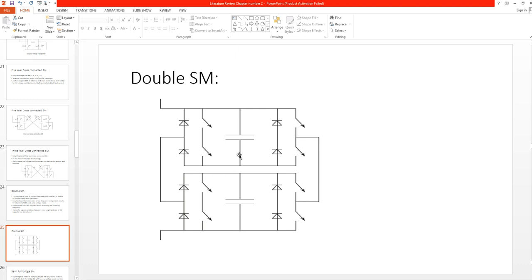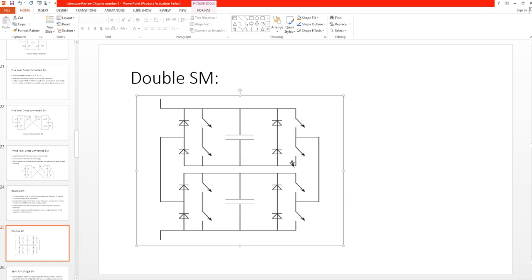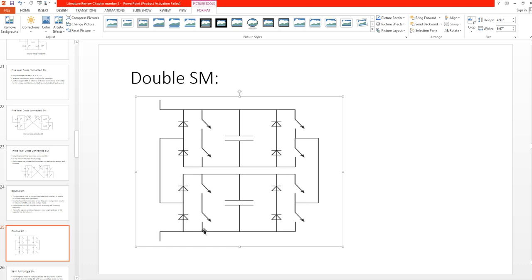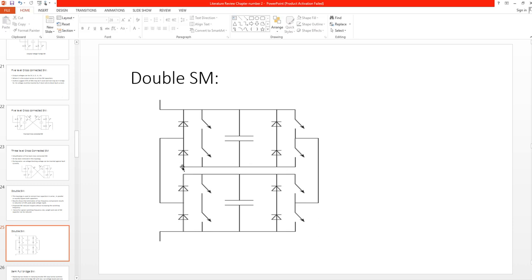This is the typical double submodule topology. Here what is happening: this is a half bridge topology, and this is just the addition of two diodes and two switches, and these are connected from this point. So let's say this switch is on, this switch is on, and the capacitor is inserted, and if the switch is on, the current will flow from here, and if the other switch is also on, the capacitor current will flow from here. So this is a typical double submodule topology.